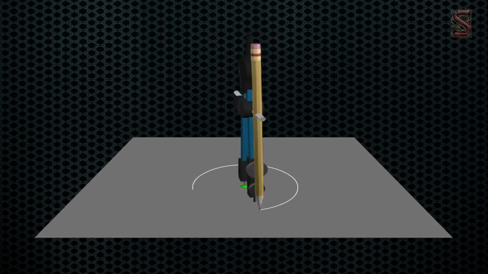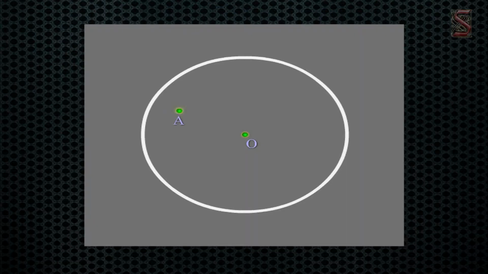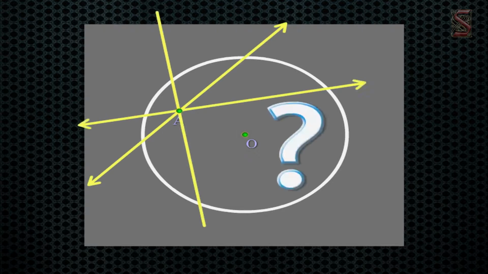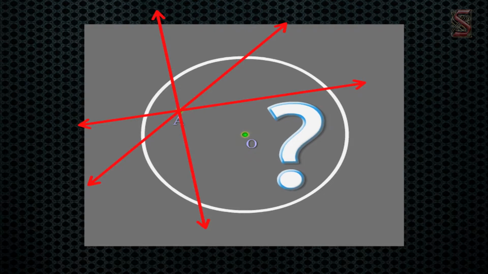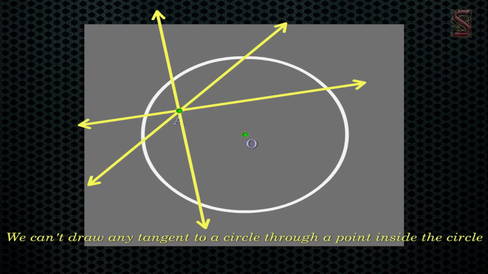Let us do an activity. Draw a circle on a paper. Mark a point A inside the circle. Draw lines through this point. What do we notice? Are these lines tangents to the circle? No, we see that all lines through this point intersect the circle at two points. So, we cannot draw any tangent to a circle through a point inside the circle.